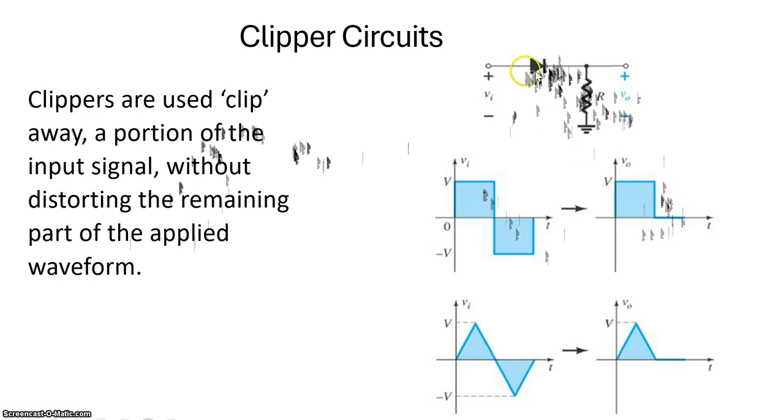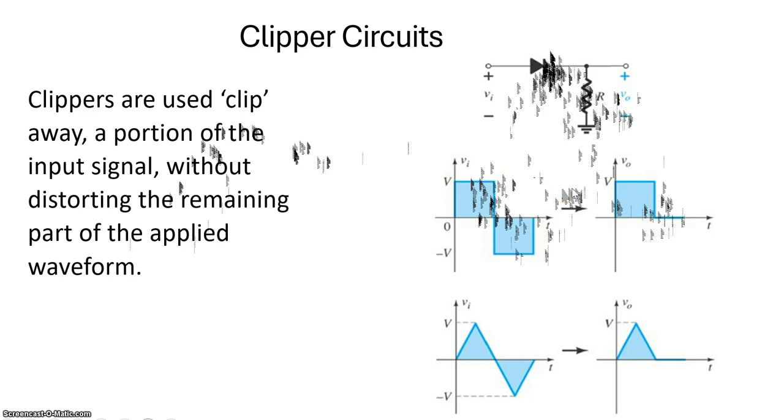Look at this example. As the diode's positive is here, when you apply this input voltage, the positive half will pass. Considering this diode as ideal, the positive half cycle will pass and the negative half cycle will be cut, because during the negative half cycle your diode will be off. So this is the simplest example of a clipper circuit.